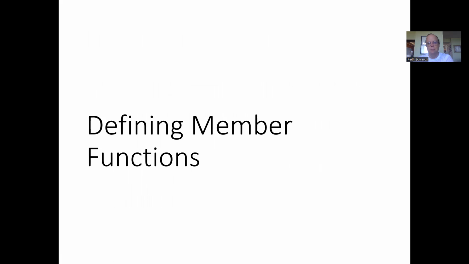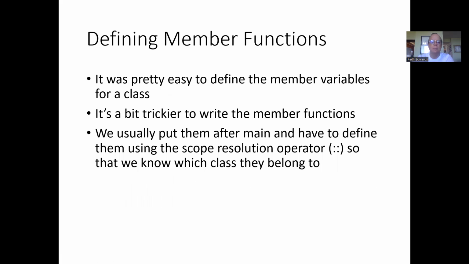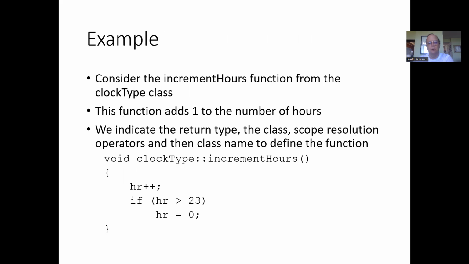In terms of defining member functions, there are some special member functions, and it's pretty easy to define the functions and the variables. Although the functions, if you don't do them inline, then you have to put them after main and define them using the scope resolution operator so you know which class they belong to. So consider incrementing hours in the clock class. Basically, we want to add 1 to the number of hours. That would be like pressing the set button on the clock and then adding 1 hour.